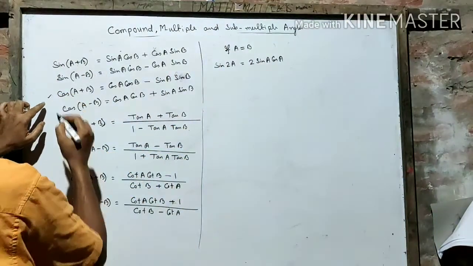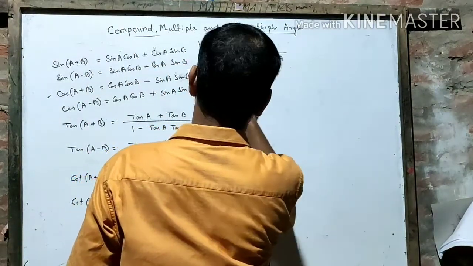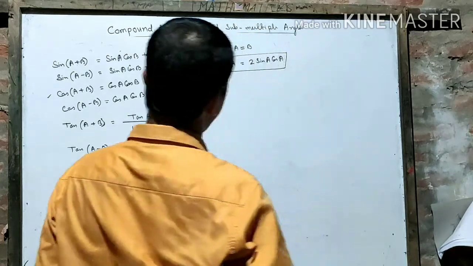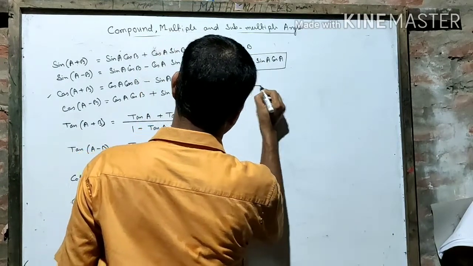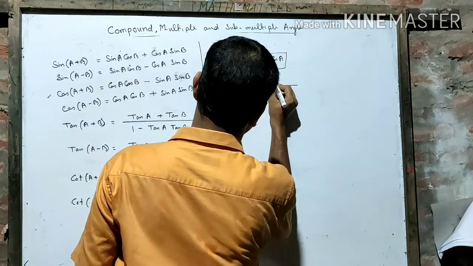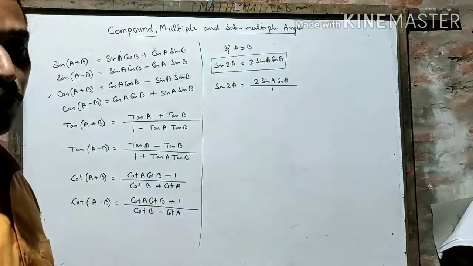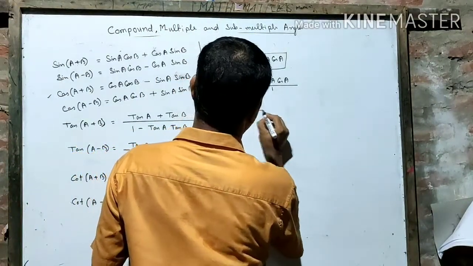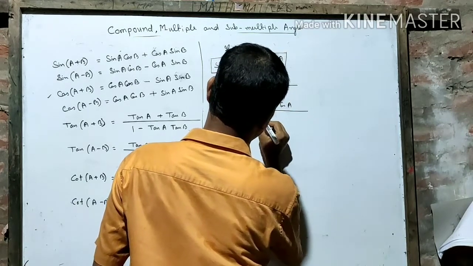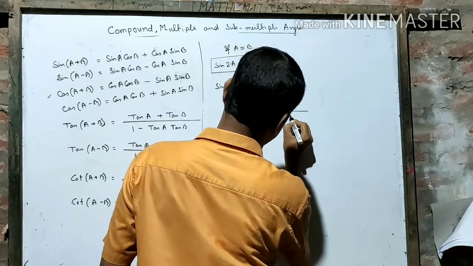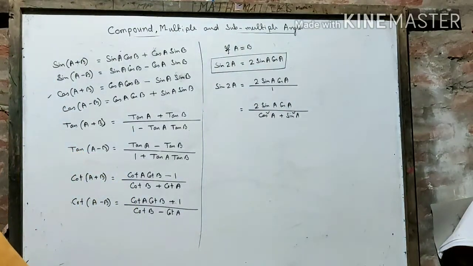Now this formula can further be simplified. But this is also an important formula. We have to remember this formula. And this formula can further be simplified. Sin twice A is equal to 2 sin A cos A. We can put 1 in the denominator. There is no harm. Now 2 sin A cos A divided by 1. We know cos square theta plus sin square theta is 1. So we may write 1 as cos square A plus sin square A.